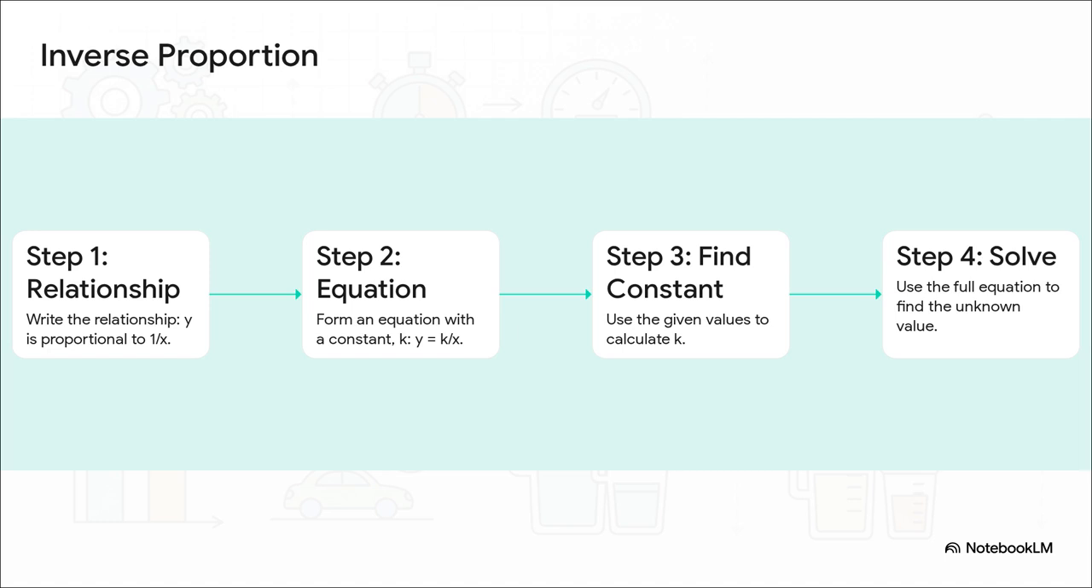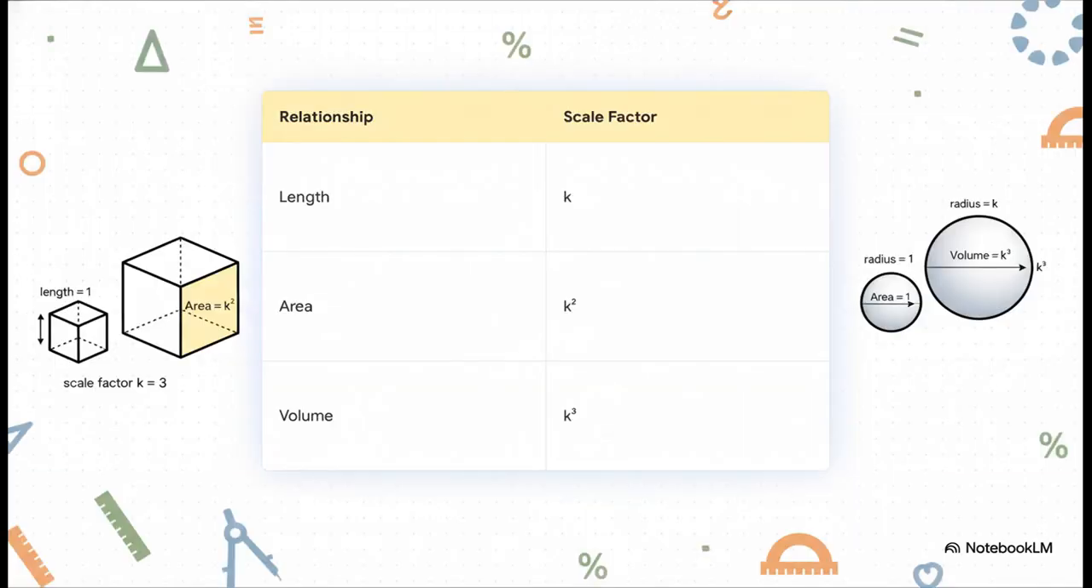See, not so bad when you have a system. Okay, listen up, because this is a huge deal and an easy place to pick up marks. If you're scaling up a 3D shape and the length scale factor is, say, k, let's call it 3, the area scale factor isn't 3, no way. It's k squared, so 3 squared, which is 9. And the volume scale factor is k cubed, 3 cubed, which is 27.